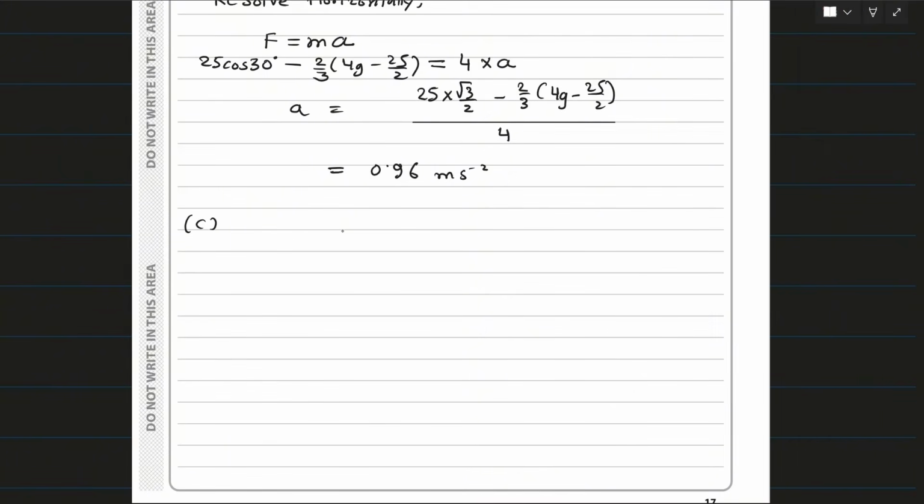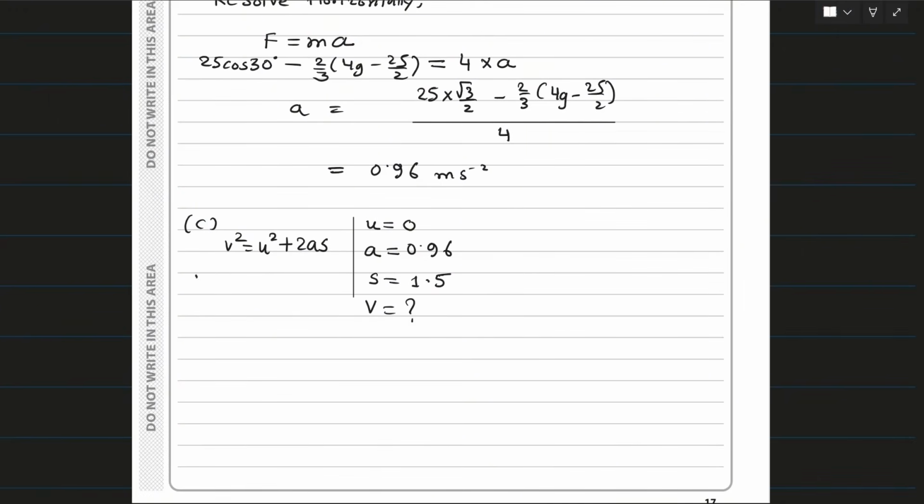For part C, the information we know is this. We know that the initial velocity of the box was 0. We know that the acceleration of this box is 0.96 meter per second square. We know that the box has traveled 1.5 meter, and we have to find the final velocity. So in order to find the final velocity, we have to choose an equation that has all these quantities together in it, and that equation would be v square is equal to u square plus 2as.